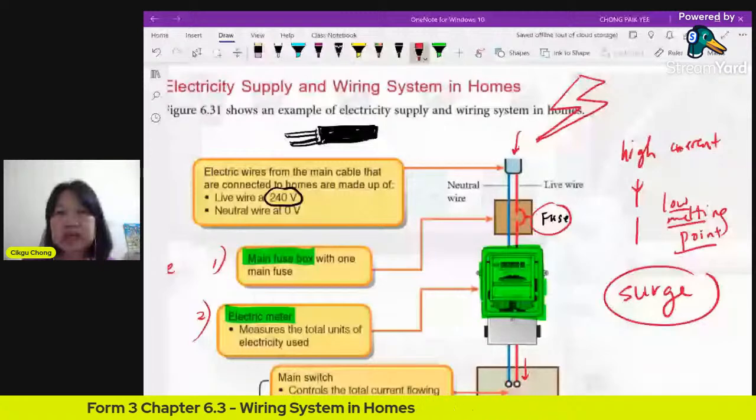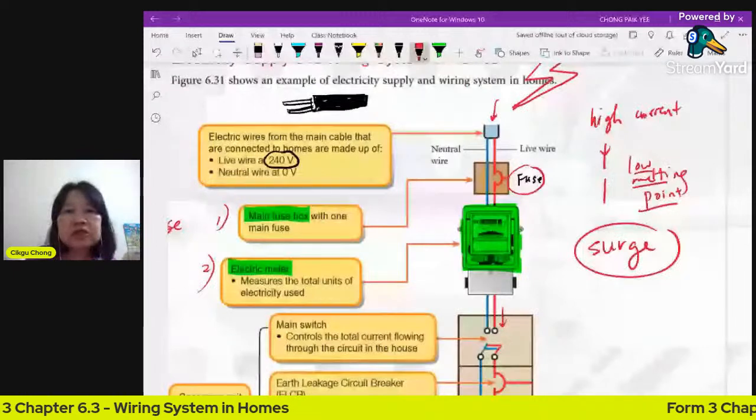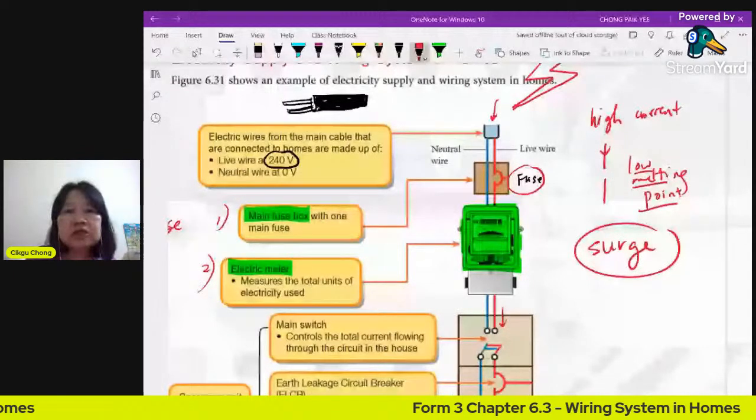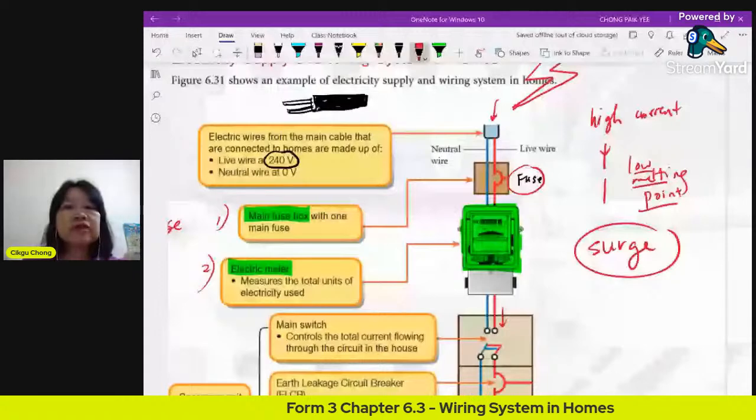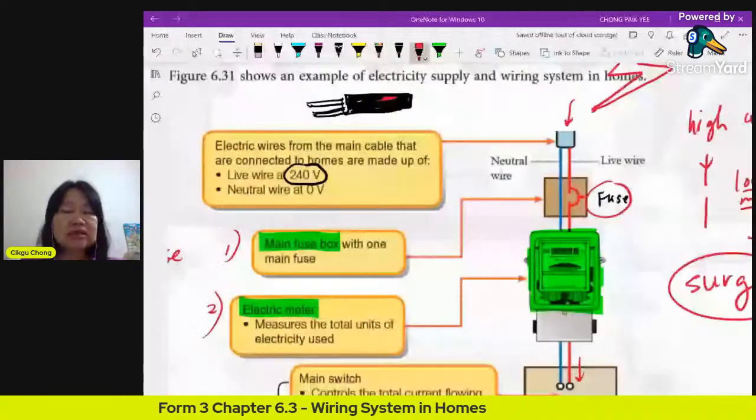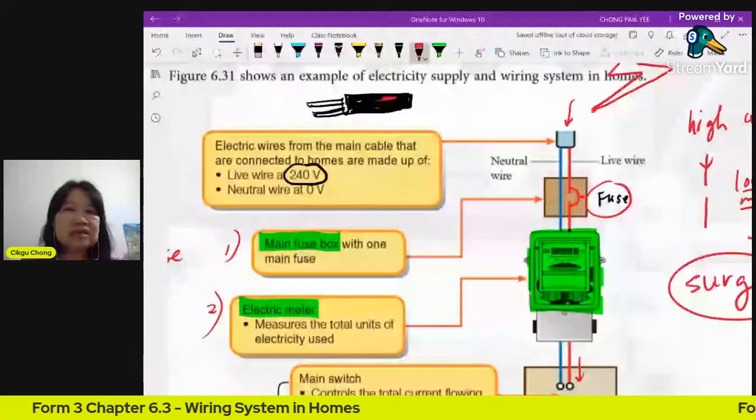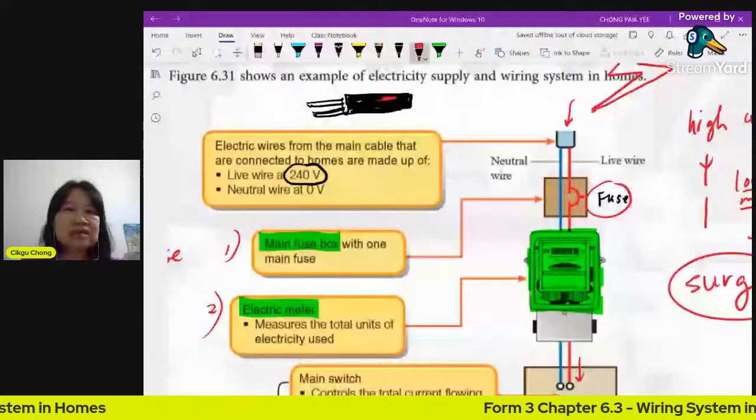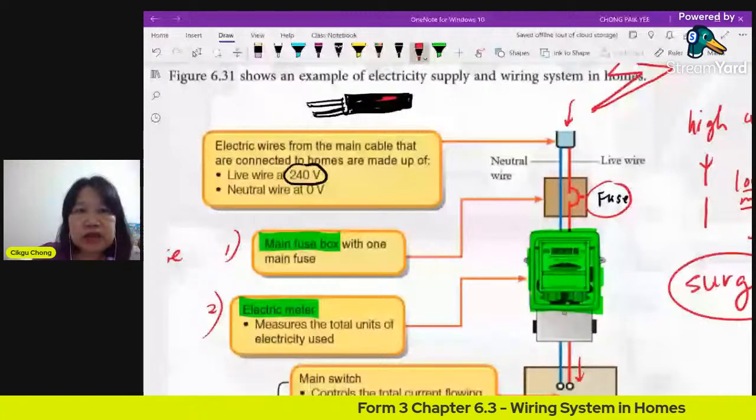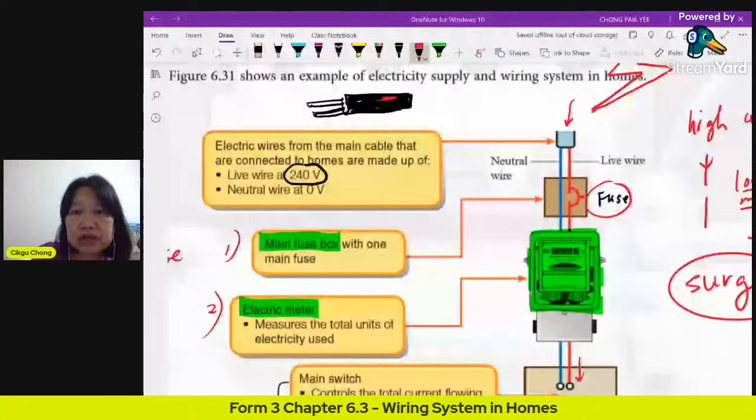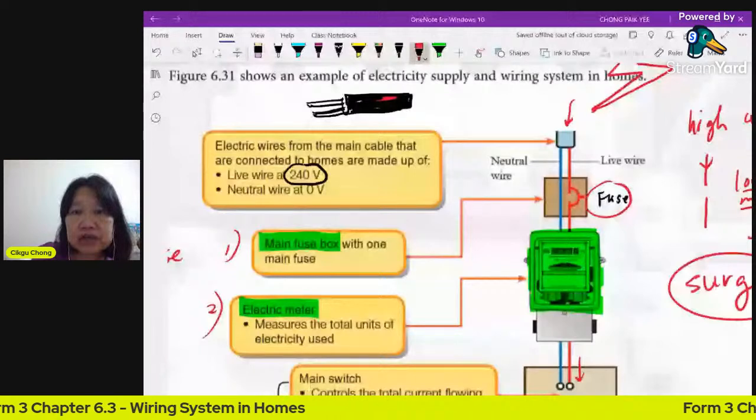So this is the wire. If you look outside, there is a cable that comes up from the pole, the wiring outside your house, going directly into your house. It's usually black in color. Inside there will be a live wire. The live wire will bring in the current. This is a live wire. And there's another one, the neutral wire. It connects back to TNB.